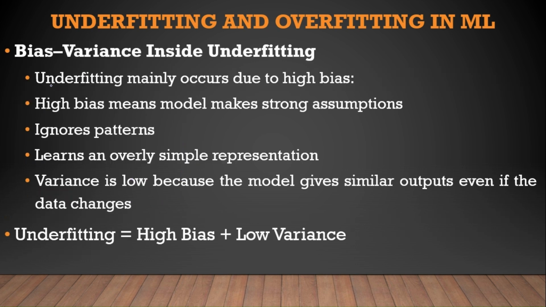Underfitting is mainly caused by high bias. High bias means the model makes strong assumptions, ignores the patterns, and learns overly simple representations. Variance is low because the model gives simple output even if the data is changed. This is the equation for underfitting: underfitting is equal to high bias plus low variance.